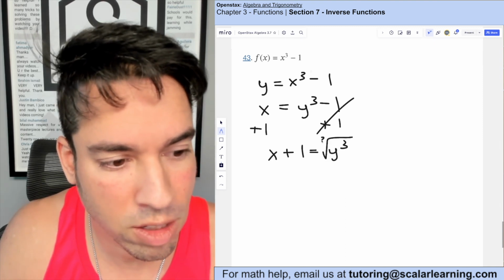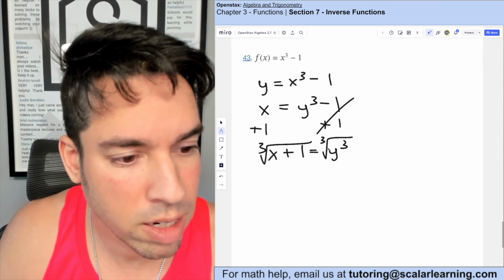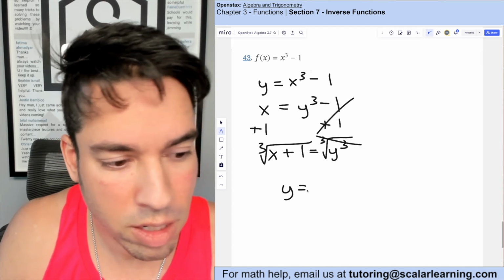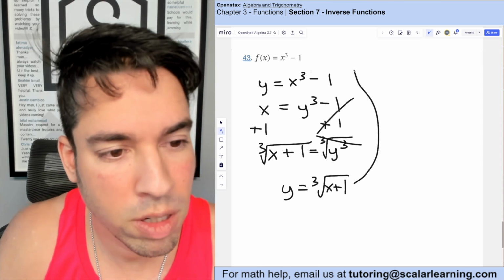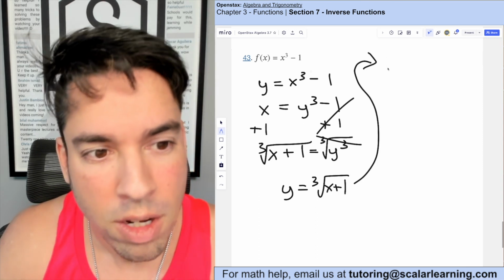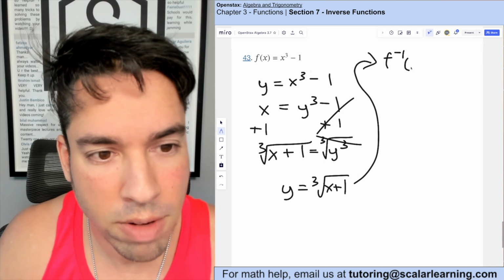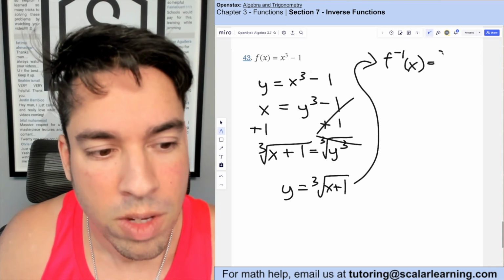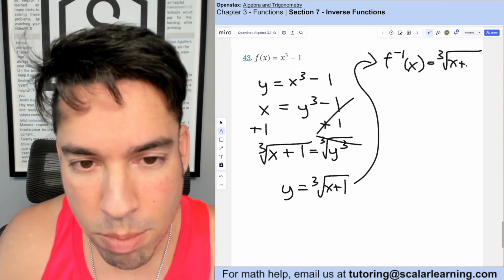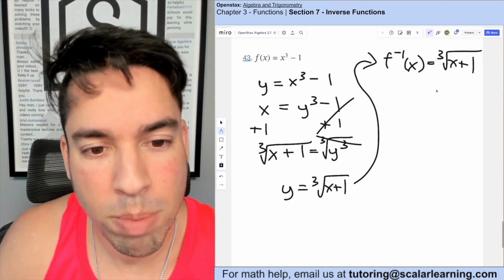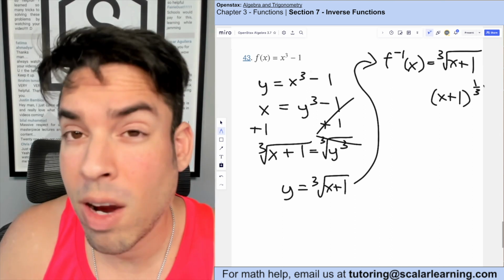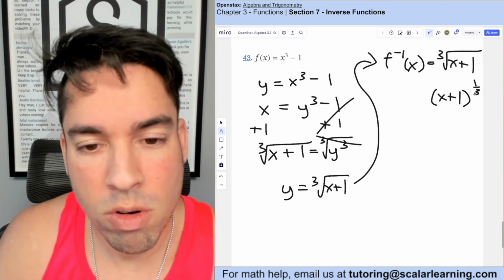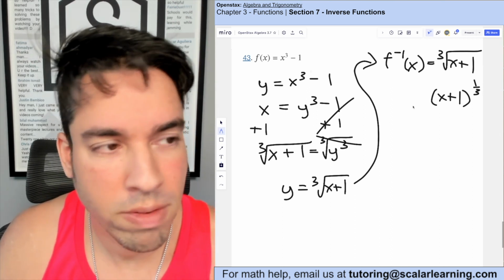Last but not least, take the cube root of both sides, and we get y equals the cube root of x plus 1. And then to put it in our function notation, it's f inverse of x equals the cube root of x plus 1. And just by the way, in the book, they have it as x plus 1 to the 1/3 power. These are identical. To the 1/3 power means taking the cube root of x plus 1.